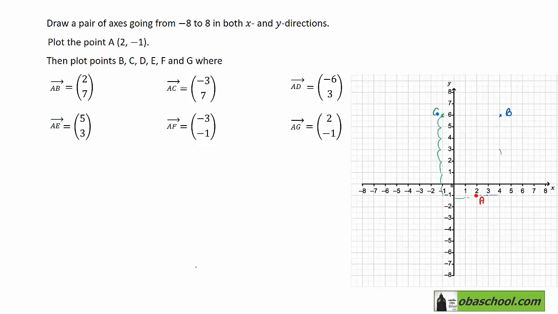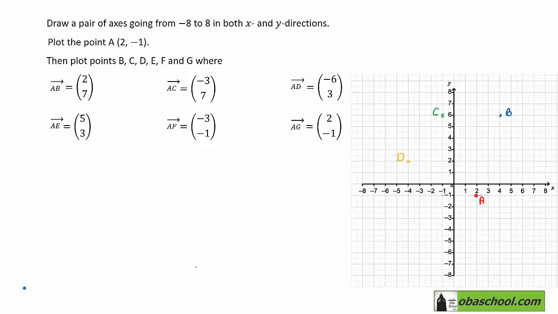Now for vector AD, remember we go back to A, we have the x component -6 and the y component 3. So for the x component -6, from point A, you go 6 squares to the left. And again, we're going to the left because it is -6. Now we go 3 points upwards, since that is the y component. And there you go. Here is point D.